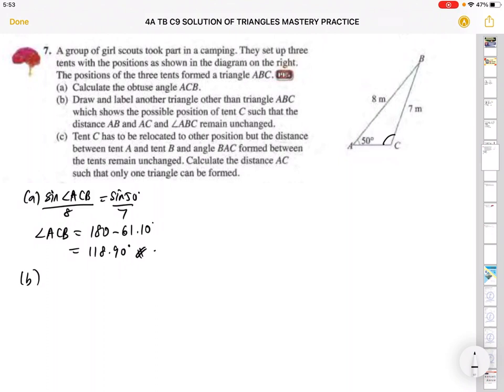Part B. They say, draw and label another triangle other than triangle ABC here, which shows the possible position of C such that distance AB, distance AC, and angle ABC are maintained. Now, this is the case of ambiguity, and remember, ambiguity happens when the opposite side of a given angle, which is AC here, my angle is ABC, is shorter than another given side, the other given side being 8 cm, AB. So we know the ambiguity exists because AC is shorter than AB.